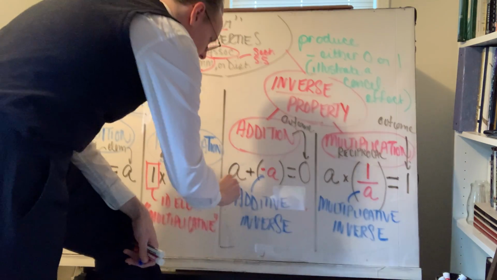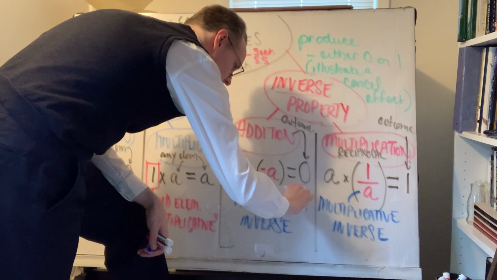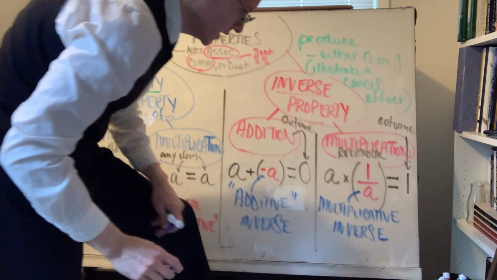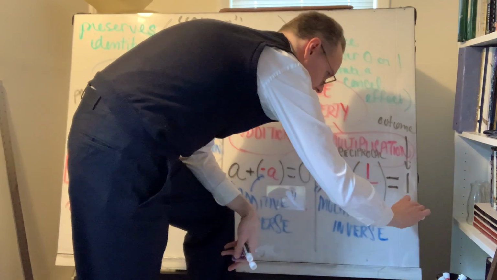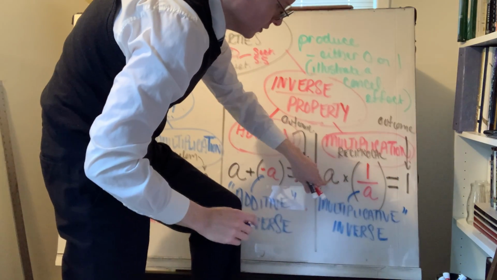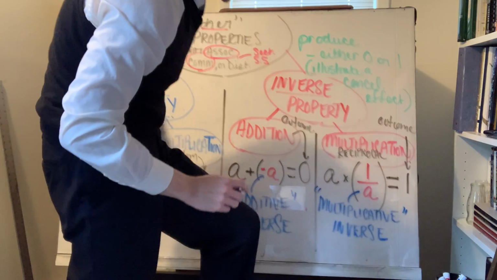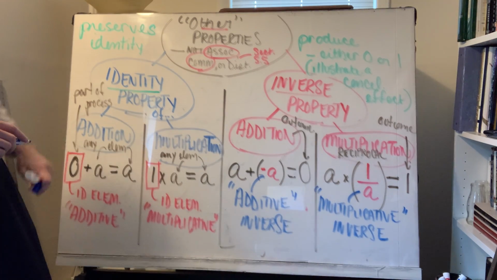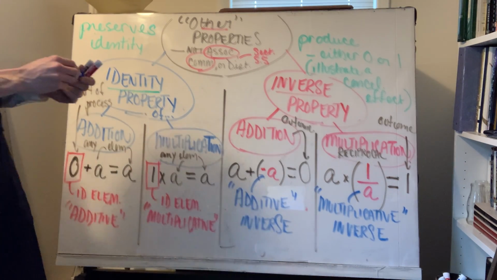All right. So an additive inverse produces 0 in tandem with the original element, and a multiplicative inverse in tandem with the original element produces 1. They produce, interestingly, the identity elements, 0 or 1.